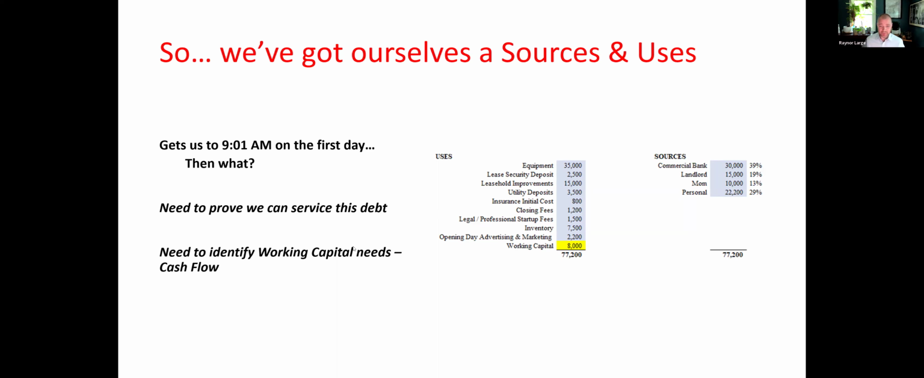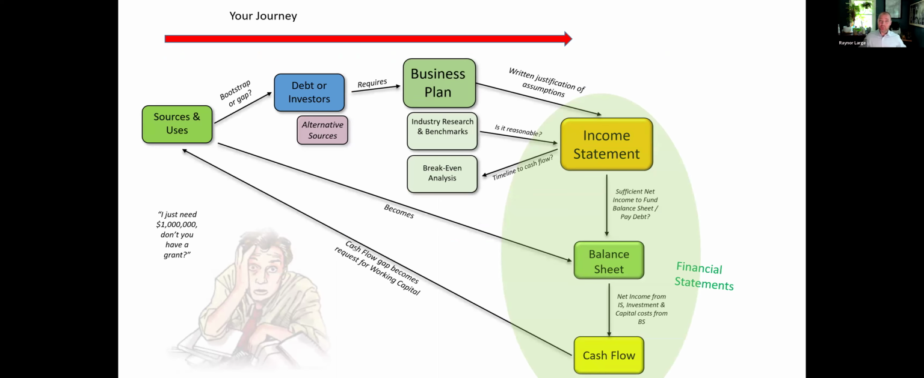So this is a big picture, but this is everything we've been talking about, right? My sources and uses will tell me how I'm financing it, my debt or investors, where it's coming from. If it's debt investors, that's going to require a business plan, which is a written justification of my assumptions for my income statement, which is the projections. And if I take in my projections and my support of my balance sheet, which we'll get to in a moment, that's my cash flow. And my cash flow shortfall becomes my sources and uses, or the working capital portion of that, right?